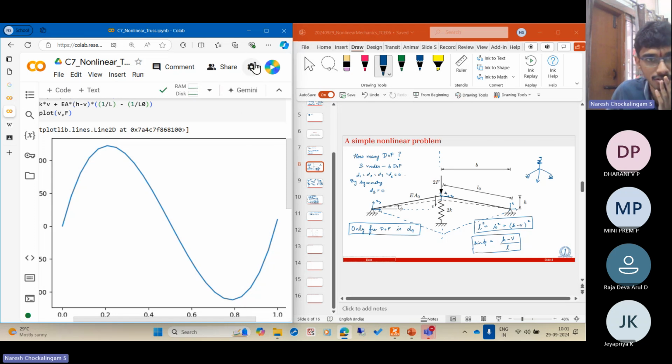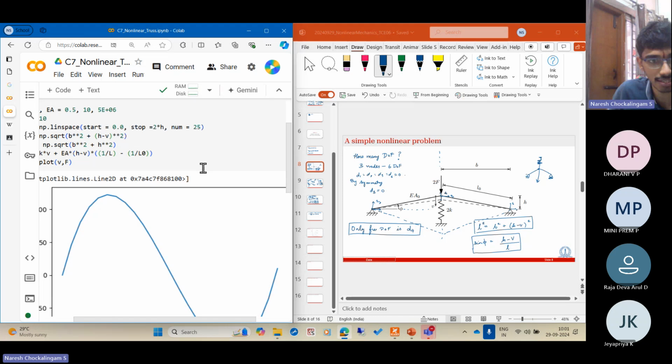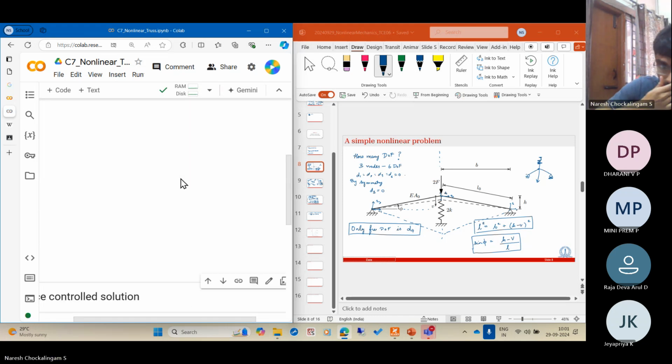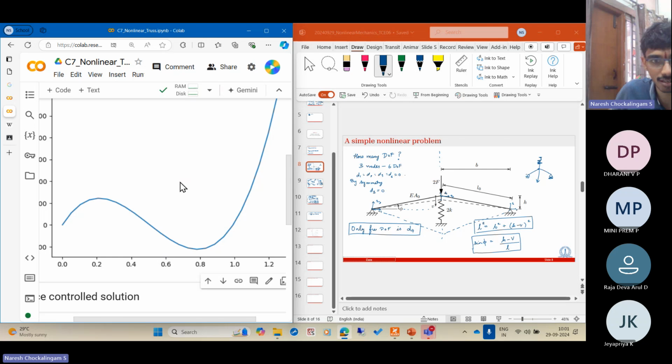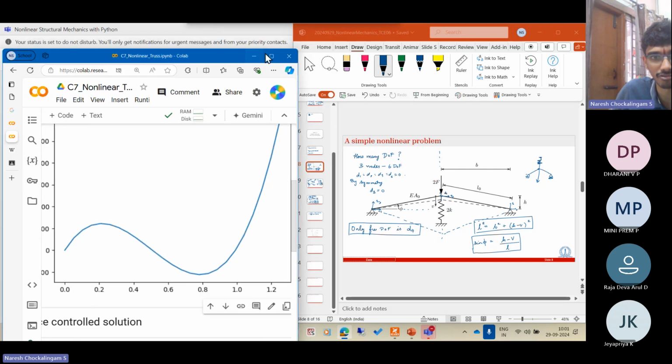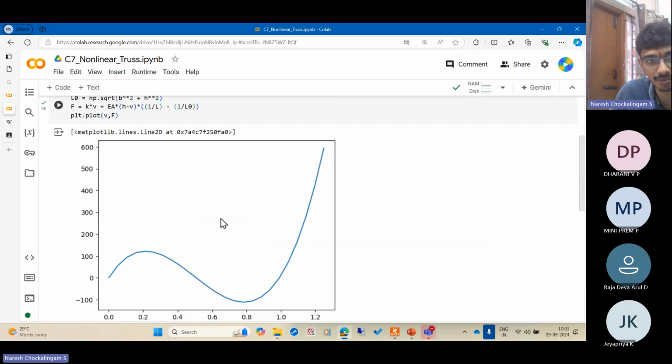So this is up to a value of 2h. You can also plot it to say 2.5h. So what happens beyond that? Beyond that, you just have to apply a downward force. So this phenomenon is called a snap through. So you need to apply increasing force up to a point. Beyond that, the truss is unstable. It will just lose its stiffness.